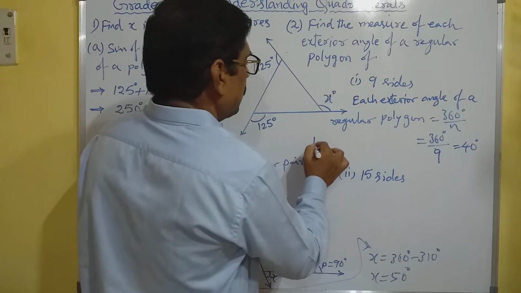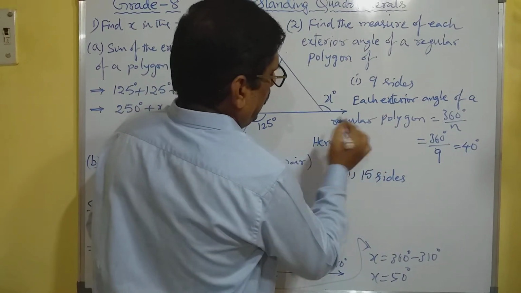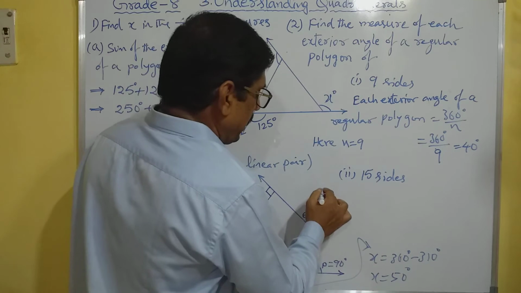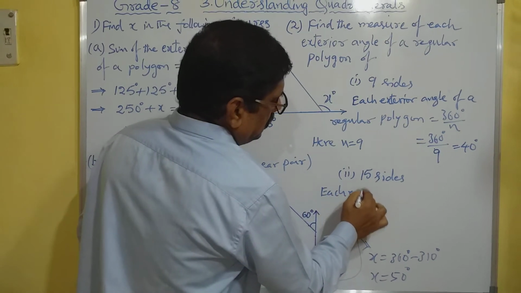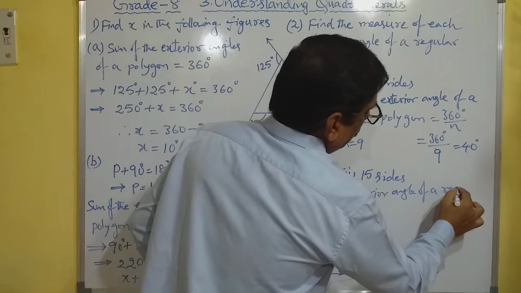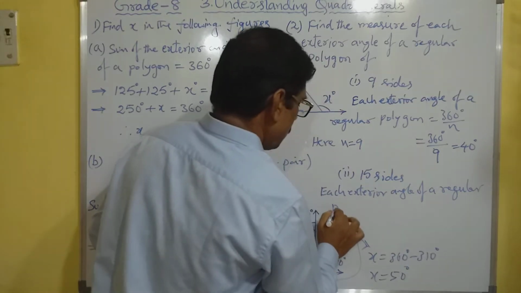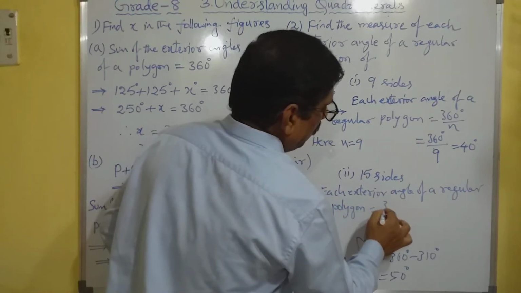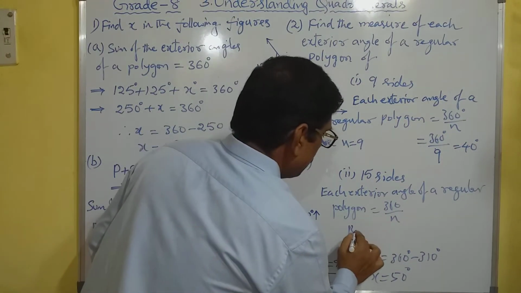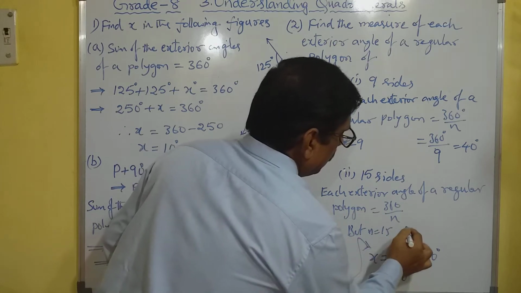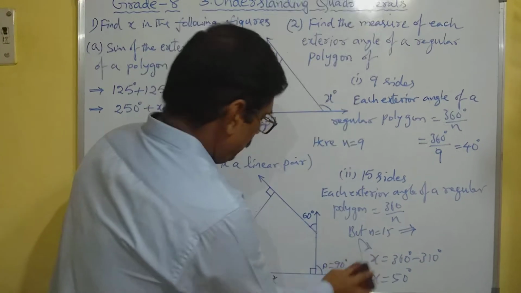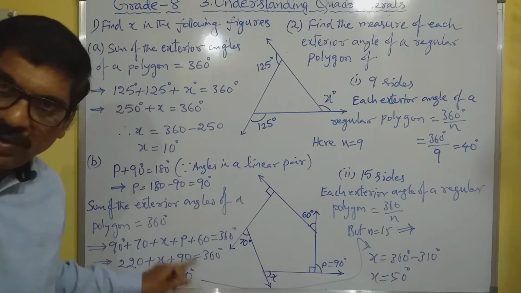Okay, let us write here. Here n is equal to 9, so the number of sides n is equal to 9. Now again write the formula. Each exterior angle of a regular polygon is equal to 360 degrees by n. But the n value given is 15, so n is equal to 15. Can I erase this? Don't forget to copy these 2 steps for this ending, okay?